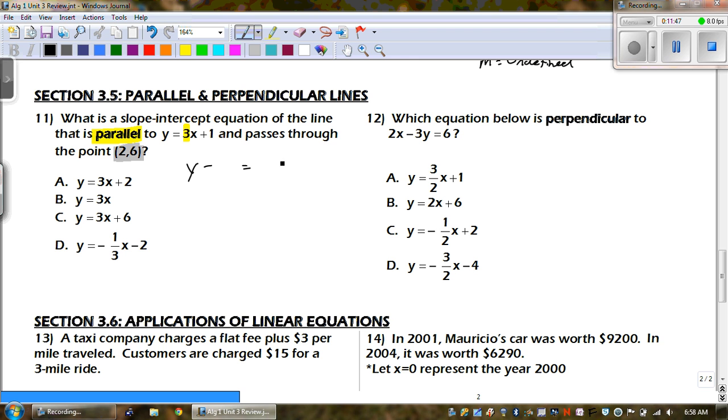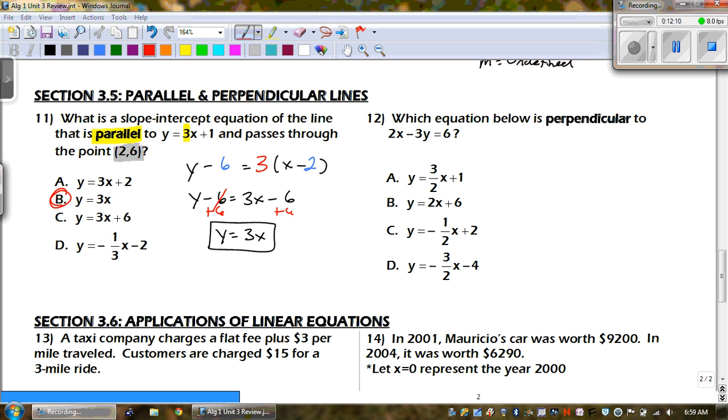And now all we do is plug into the point slope form. I know my slope is 3, and then we plug in our x and y. Why don't you guys pause the video and finish this one up all on your own. Good luck. Okay, when you're all done, you should be getting y equals 3x.